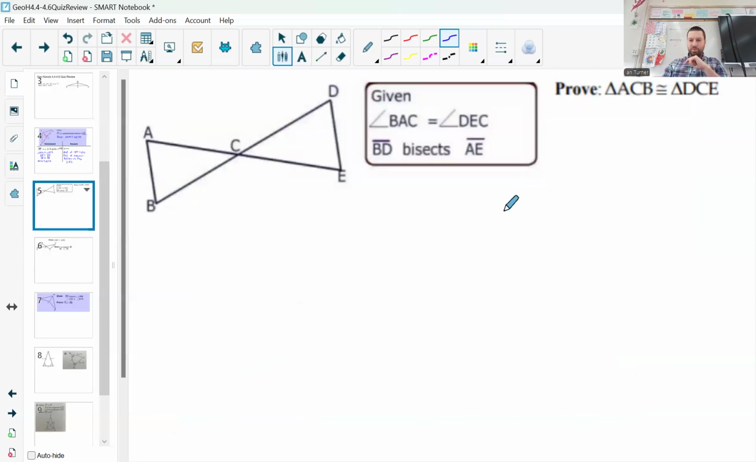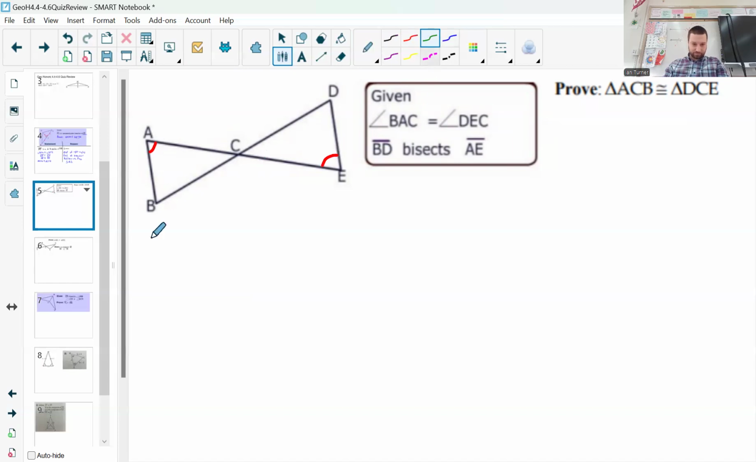Oh, there's the proof statement. It's kind of hidden over there. I don't know if you can see that or if I'm in the way, but it says triangle ACB is congruent to triangle DCE. We got a given. The given is angle BAC is congruent to angle DEC. So that's these angles. So let's mark that on the big board. And then we have a bisector.